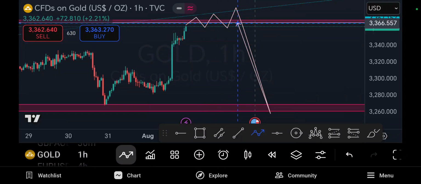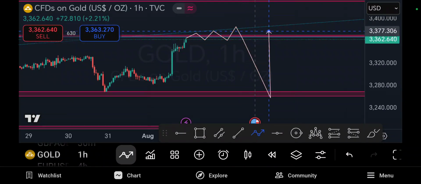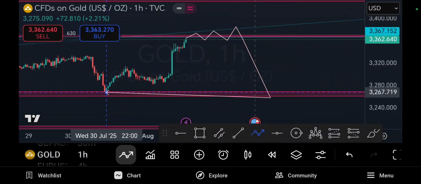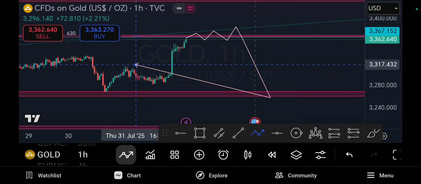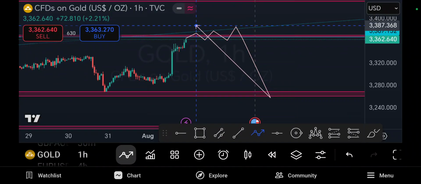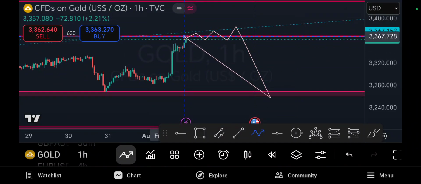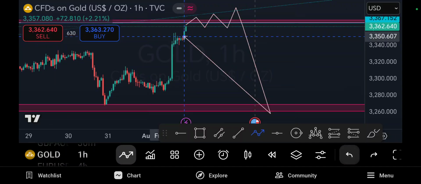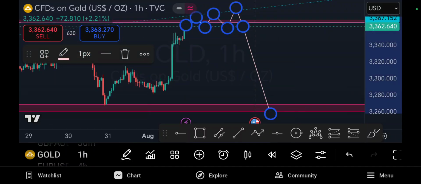Also, if it creates pin bars, like a bullish pin bar, we can expect the push to the upside, because it already gave us this touch here. And then it's moving upward.